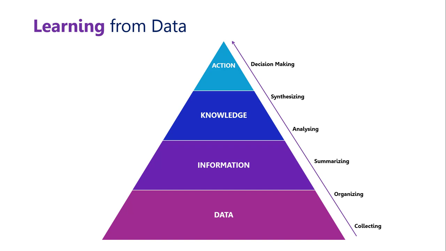Obviously we have data, which is information in a raw format. From that data, we have to extract the information, knowledge, and then the actionable insights. In order to do this, there are several steps, like collecting the data from the right sources, organizing, summarizing, analyzing, synthesizing, and finally, decision making. These are the steps, or the life cycle you can say, that we follow to get the information or actionable insights from the data.